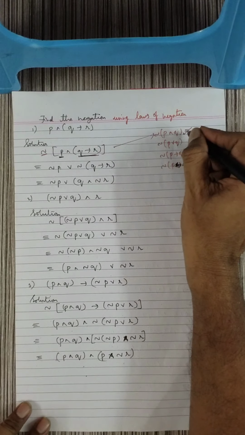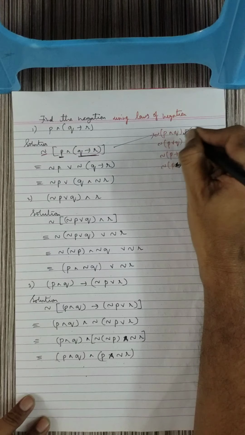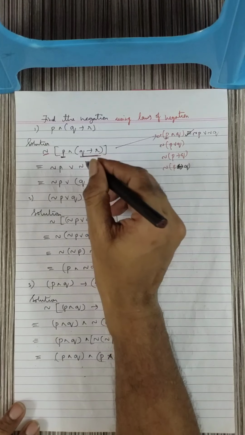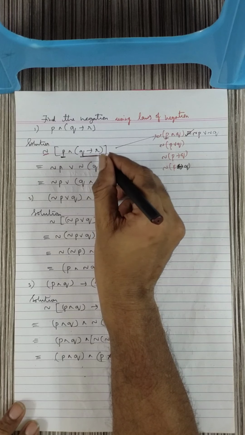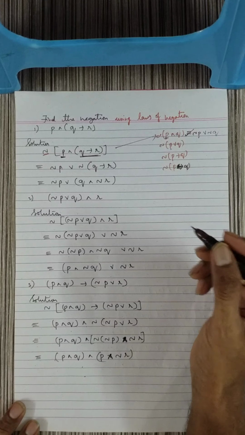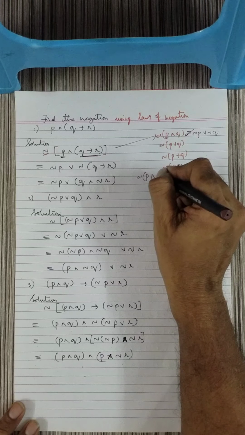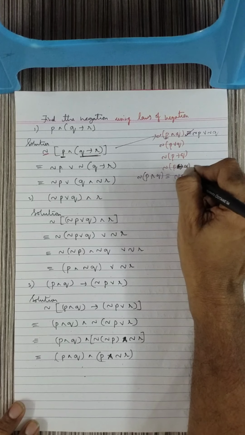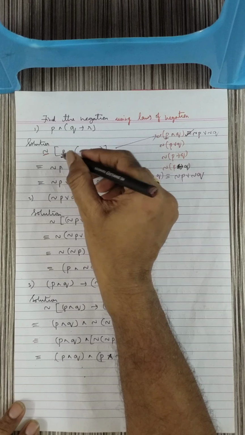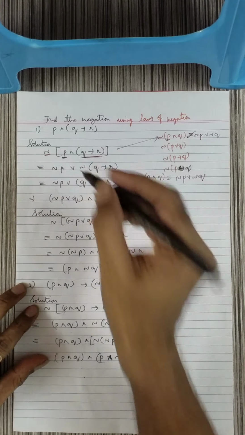And the rule for negation of P and Q is negation of P or negation of Q. So negation of the first part or negation of the second part. Here the first part is P and the second part is Q implies R. So it becomes negation of P or negation of Q implies R. So we have used the rule here: negation of P and Q is negation of P or negation of Q, that is, negation of the first part or negation of the second part.